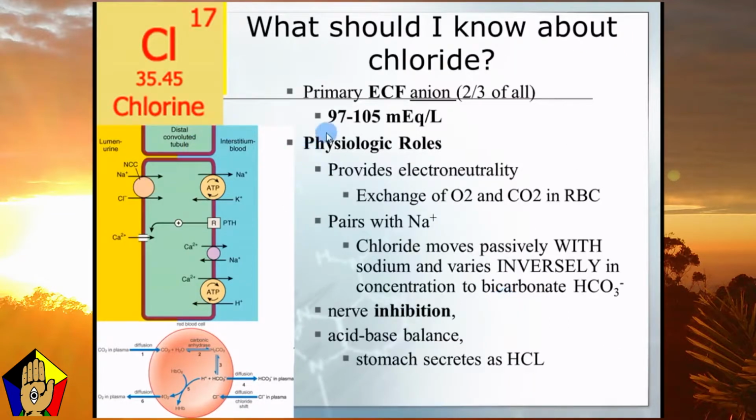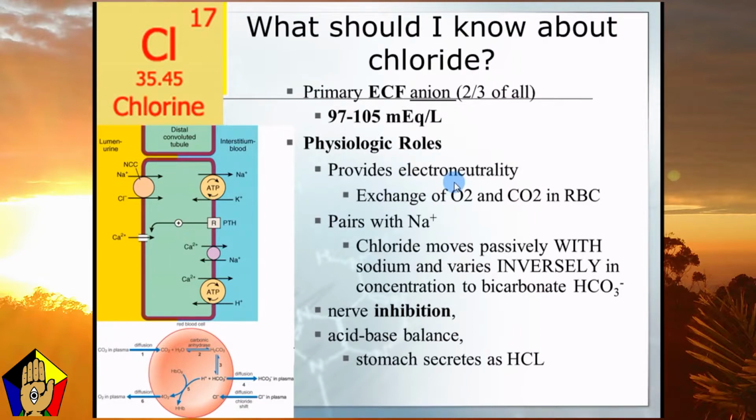First, it's the primary extracellular fluid anion. It has a what charge then? A negative charge. Here are your regular values, 97 to 105 milliequivalents. It helps provide neutrality. So when you're shifting around chloride, usually it's to help balance things out.